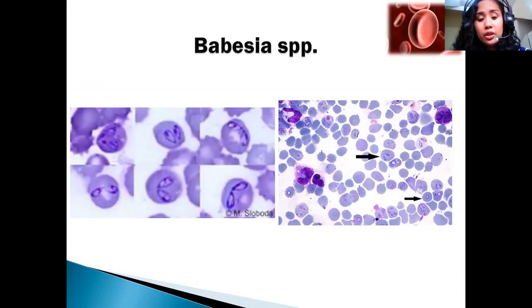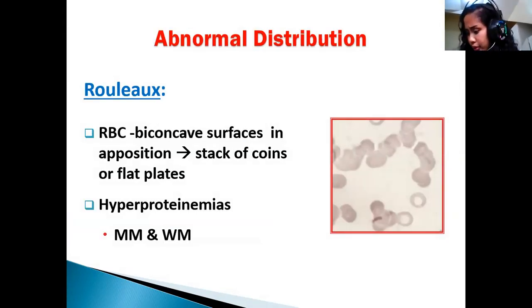And next class, we have another protozoan, which is Babesia species. Ganyan ang itsura niya. Wala ata sa notes niyo yun, so pakisulat please. And I think this is our final stop, abnormal distribution. So we have rouleaux. Please take note of the spelling. Ako minsan nakakalimutan ko. R-O-U-L-E-A-U-X. So notice your red blood cells are stacked like a stack of coins, dikit-dikit sila.